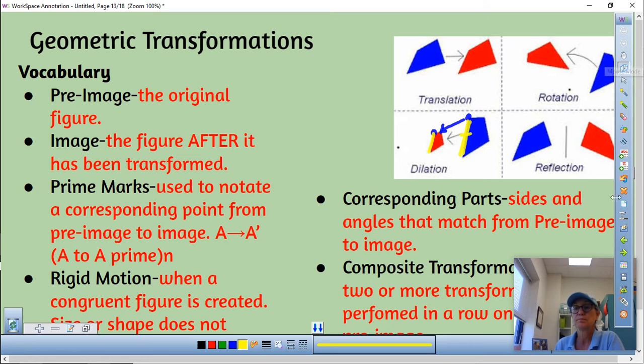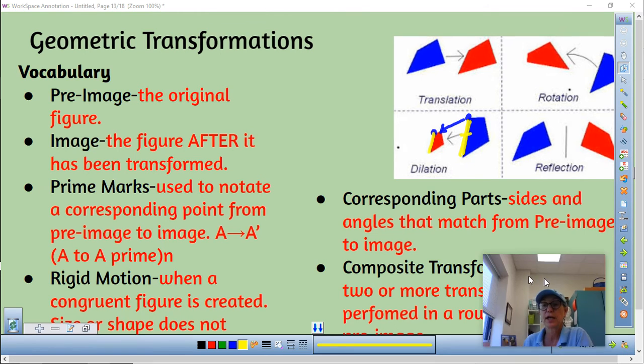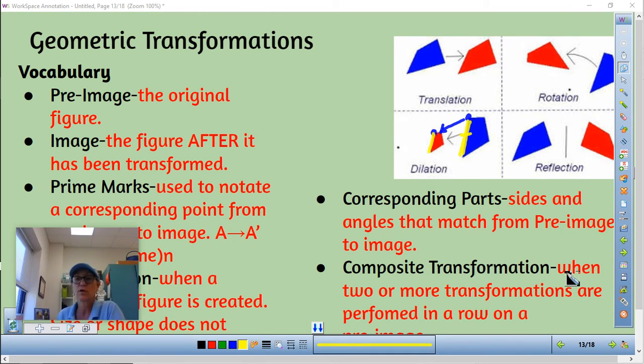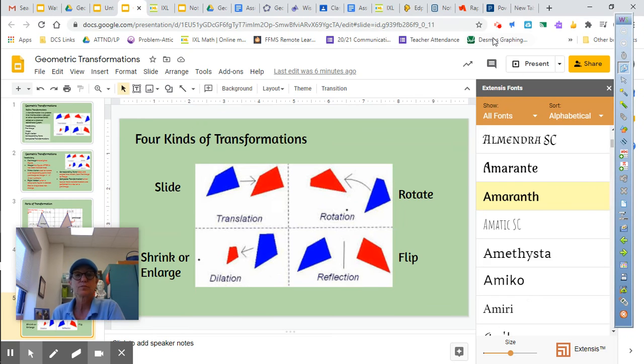And then we have this thing called composite transformations. And those are the things that you're going to see on your EOC integrated test. The composite transformations are when we move twice. All right.